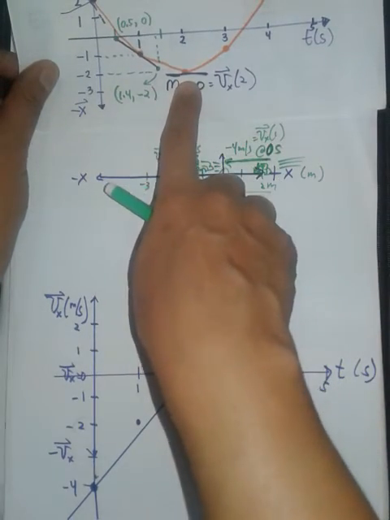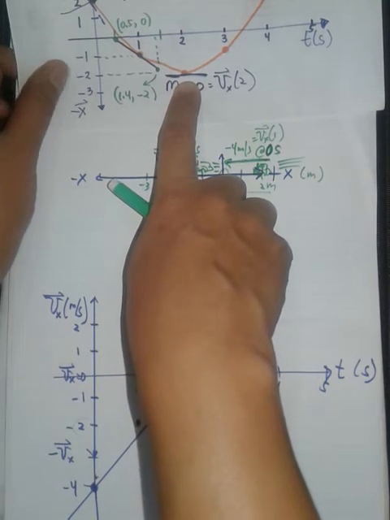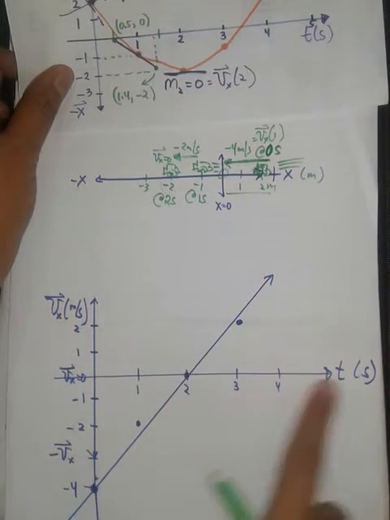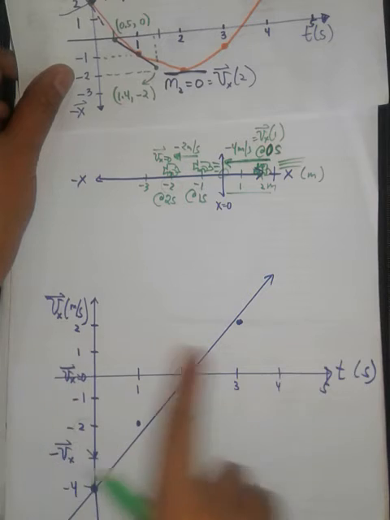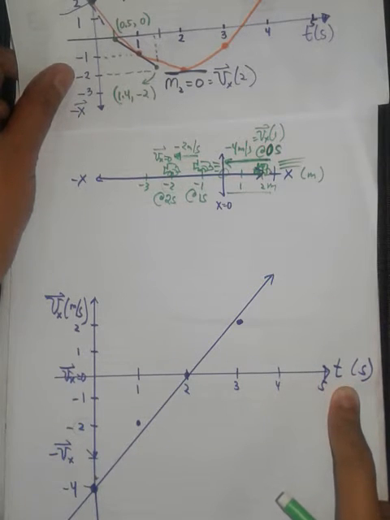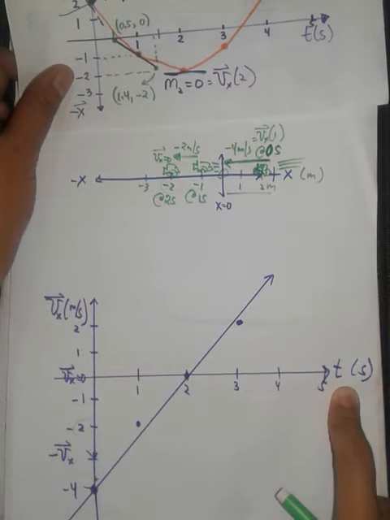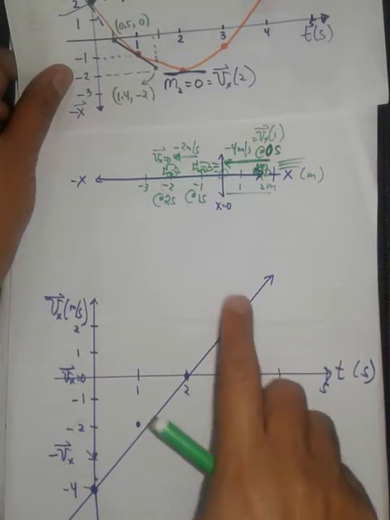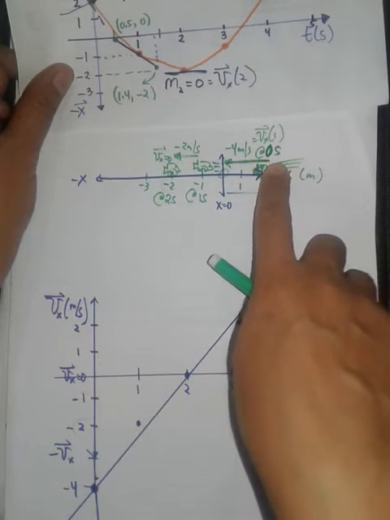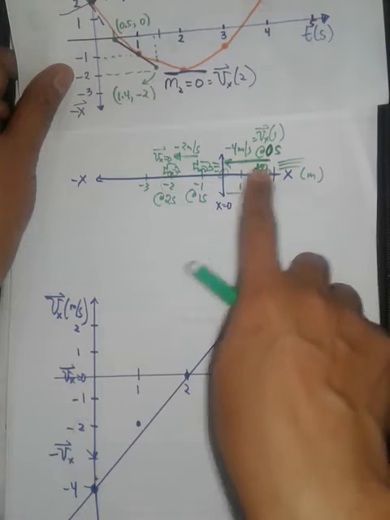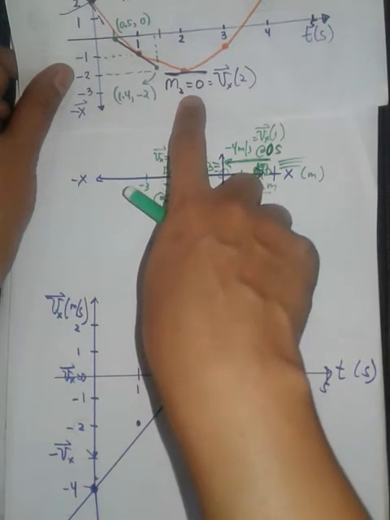Ito yung tangent line natin horizontal sa position time graph. Ito yung time to 0 velocity sa velocity versus time. So, they are in agreement. Tama ba? Therefore, we say that from time 0 to time 2, nag-slow down siya. Nag-instantaneously at rest siya when time is 2.